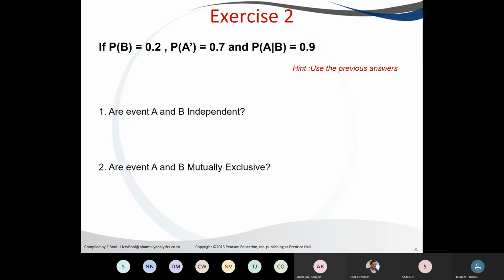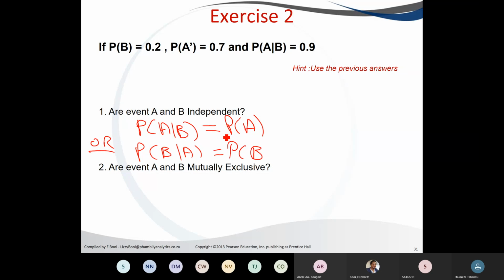Remember, for independent events, we need to check if the probability of A given B is equal to the probability of A. Or you can check that the probability of B given A is equal to the probability of B.